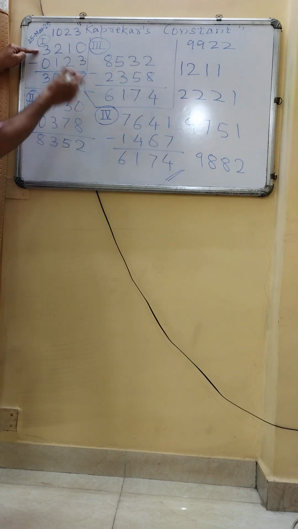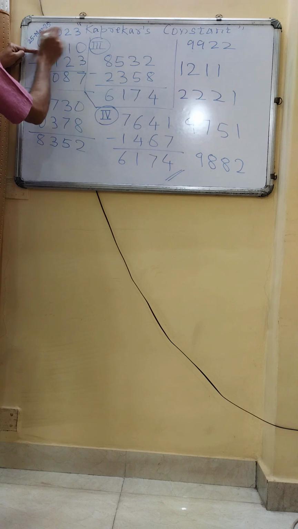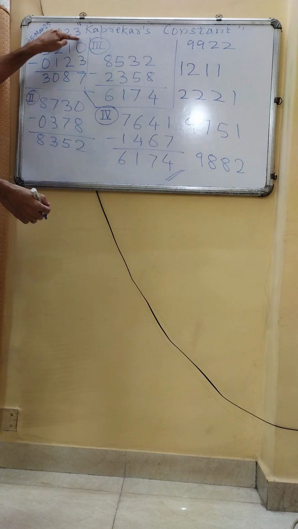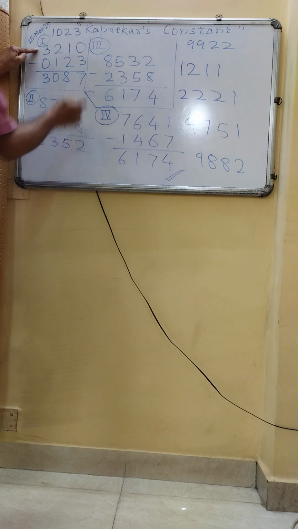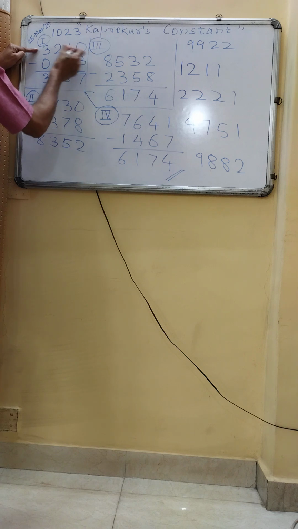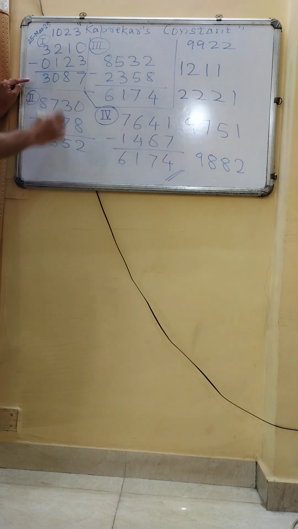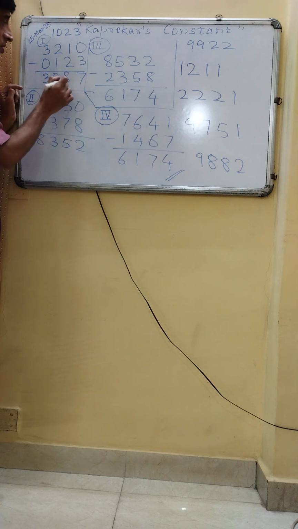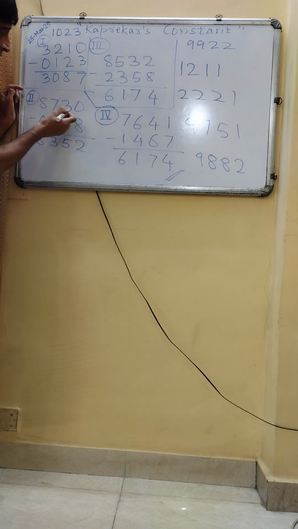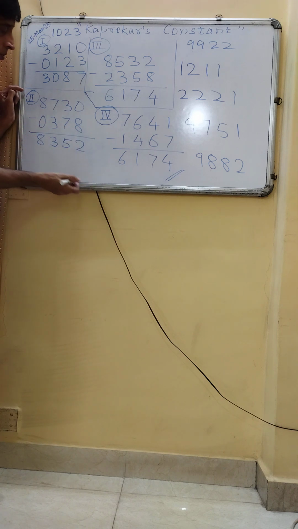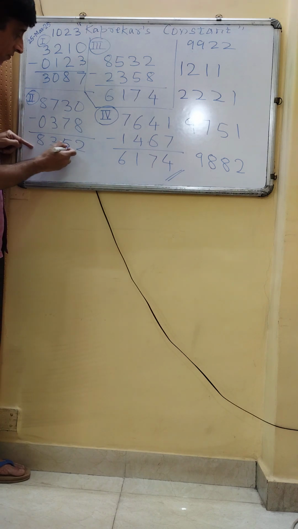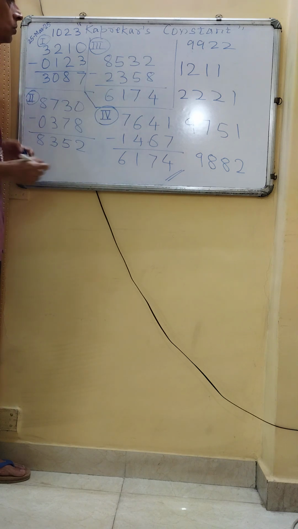that you have to subtract the reverse order, like 3, 2, 1, 0. For this number we have arranged 3, 2, 1, 0. Then from this number I will subtract 0, 1, 2, 3. So I have got the answer 3087. Now again arrange the digits in descending order. So 8730 minus 0378. I have got the answer 8352. Again descending order, 8532 minus 2358.